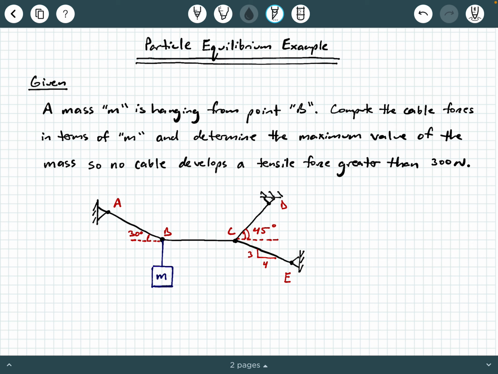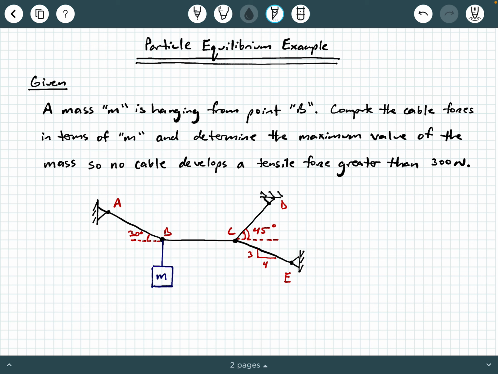Now, one of the unique aspects of this kind of problem is that this is really like a 2-step particle equilibrium problem. We have more cables than in a traditional 1-step particle equilibrium problem. Typically we're used to dealing with maybe 2 cables connected at one common particle with a weight or a mass at that particle. Well, here we have 4 cables, so we're going to have to jump from one particle to the next at some point in our process.